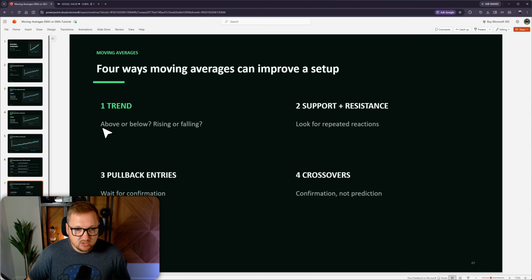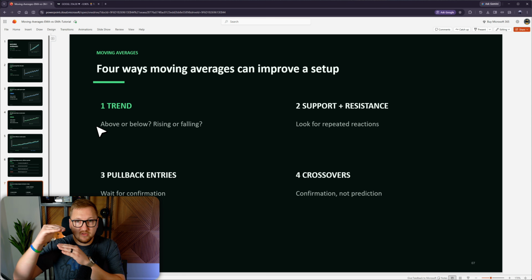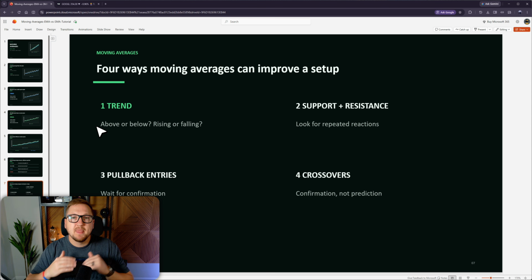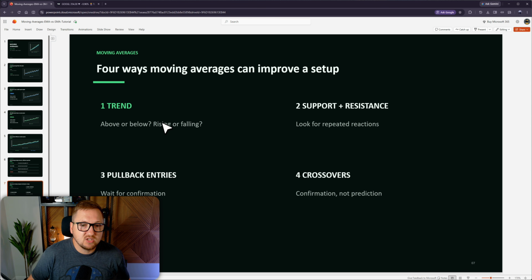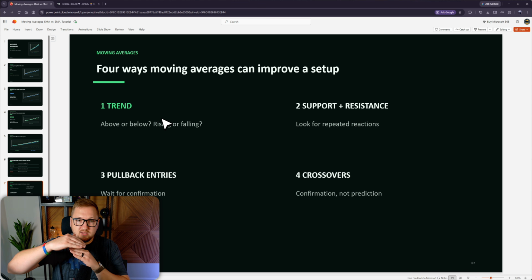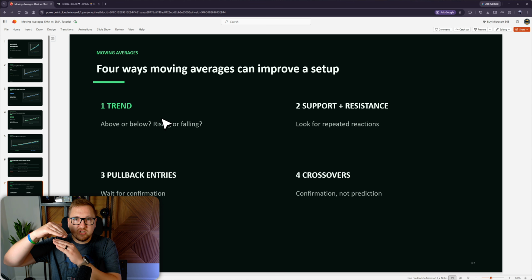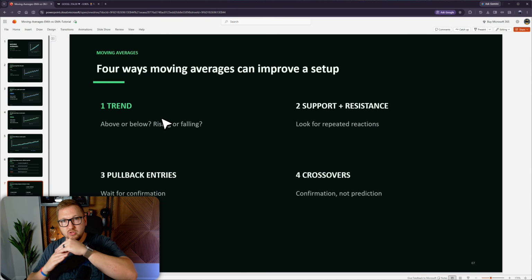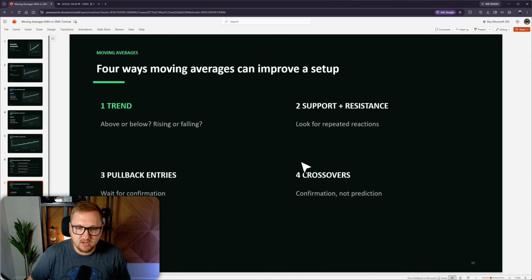1 is trend. So is it above the trend or below? Is it above the moving average or is it below? If the stock price is above the trend, then that is an uptrend, and that is bullish. And if the price is below the trend, then that is bearish. Okay. Is it rising or falling? Are we staying above the moving averages and are we rising? That's obviously very bullish. Obviously, if we're staying below the trend and falling, then that is very bearish.